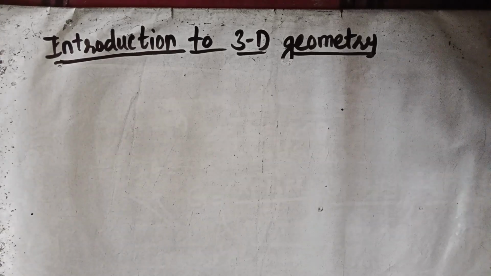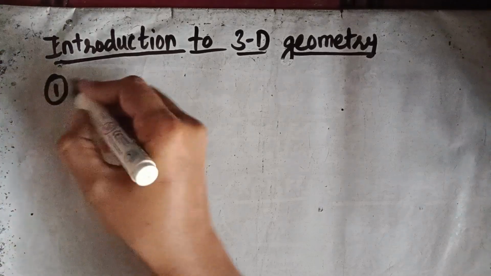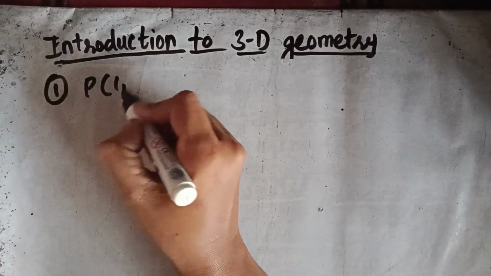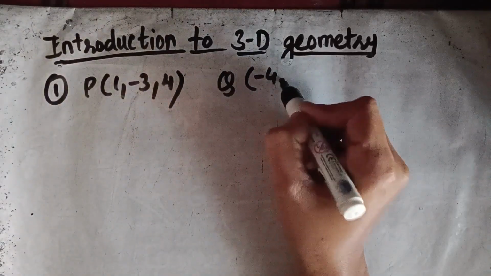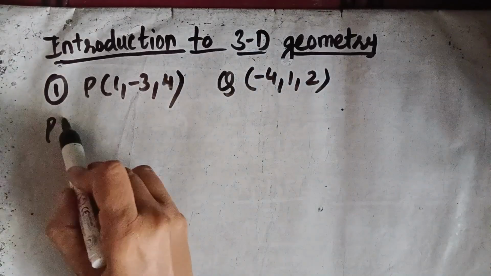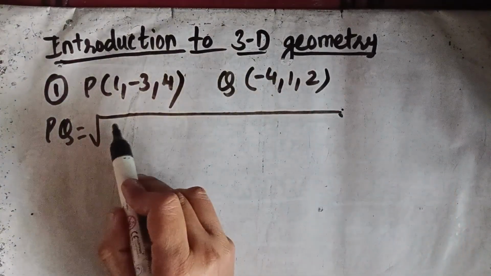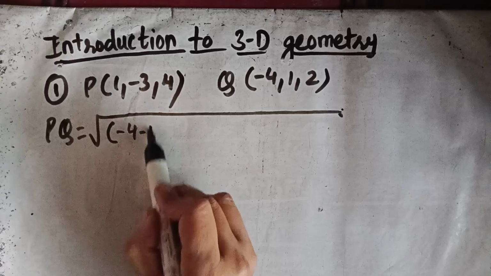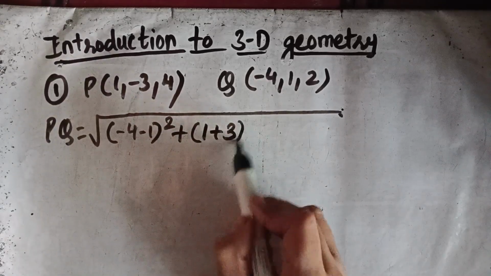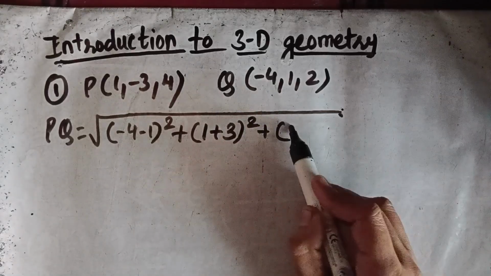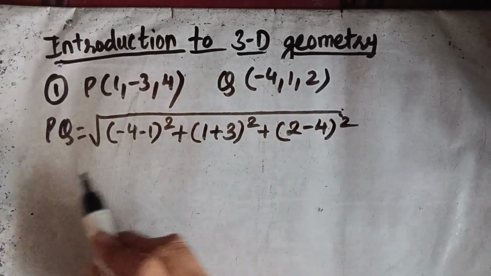Let's do some examples based on the distance formula from the textbook. So you have to find the distance between the points. The distance formula you have to apply is (x2 minus x1) the whole square, plus (y2 minus y1) the whole square, plus (z2 minus z1) the whole square.